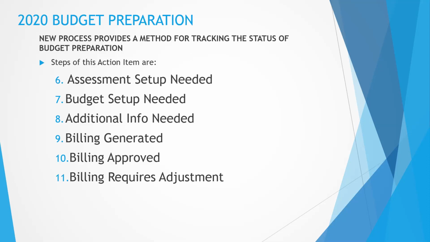If there's additional info needed, that goes back to the manager for more information. Then it goes into the billing where AR is going to step it to the billing is generated. They send a snippet of the bill, the statement setup, or coupon proof for the manager to approve. So it's important to know that the bill is not going out, folks, until the manager steps it to billing approved. Then if the billing requires adjustment, the manager is going to step it to number 11 versus number 10, right?